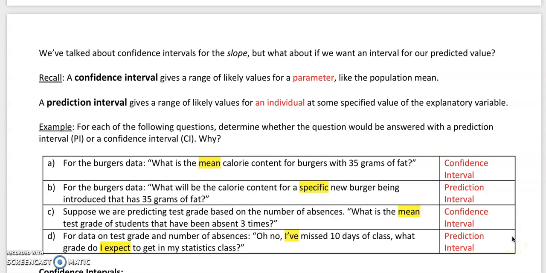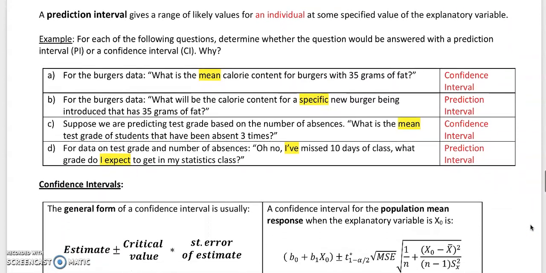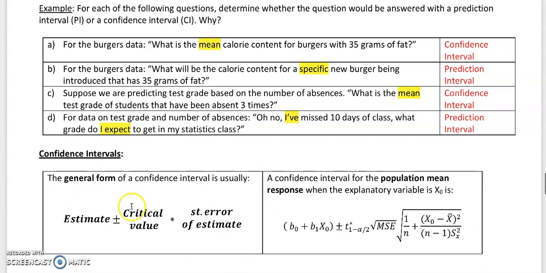All right, so you'll look for some of these context clues if you're asked whether you should make a prediction interval or a confidence interval. And we're going to talk about both of these, but we'll start with confidence intervals. Again, just to remind you, there's a general form that all confidence intervals have, and this is the actual formula. So if we want a confidence interval for the population mean response, when the explanatory variable is x0, it would just be some number, like 35. So I would plug 35 in where it says x0.